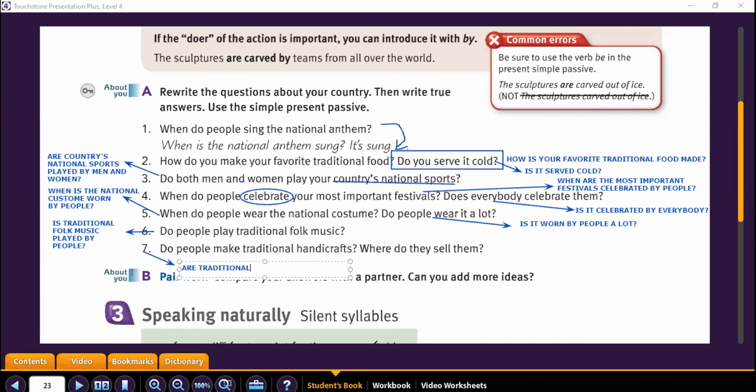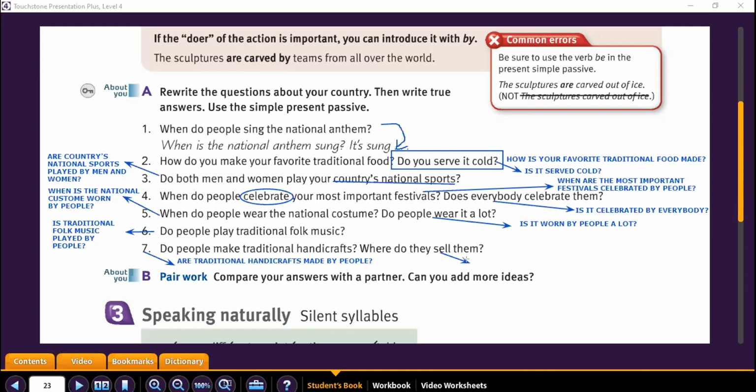Traditional handicraft made by people. Muy bien. Are these traditional handicrafts made by people? Very good, guys. And the last question we have right here. Vamos a la última pregunta.